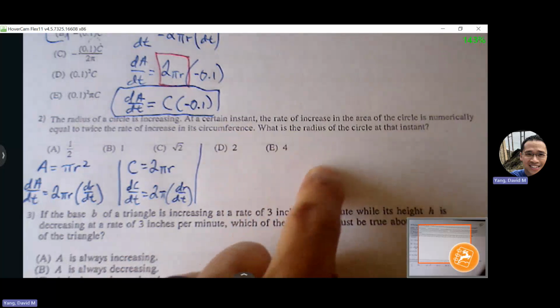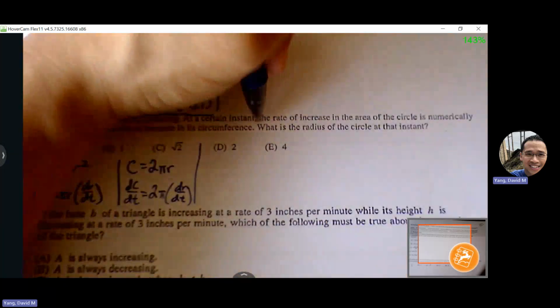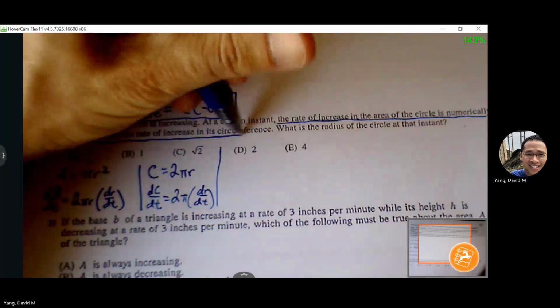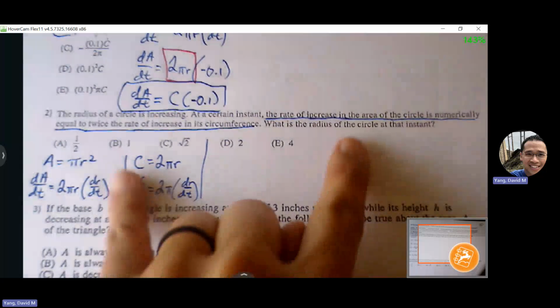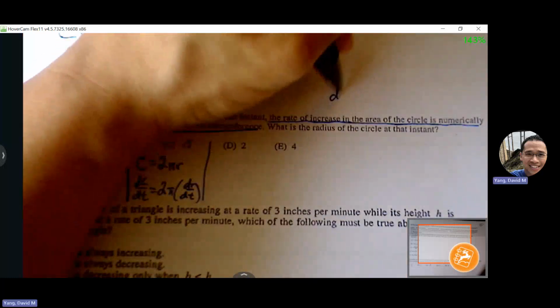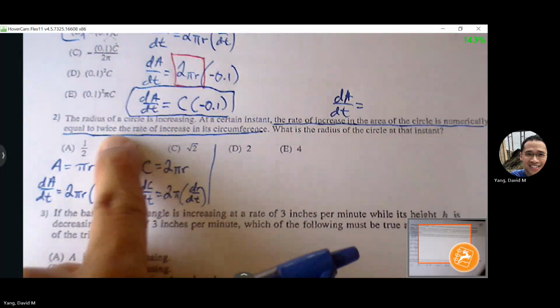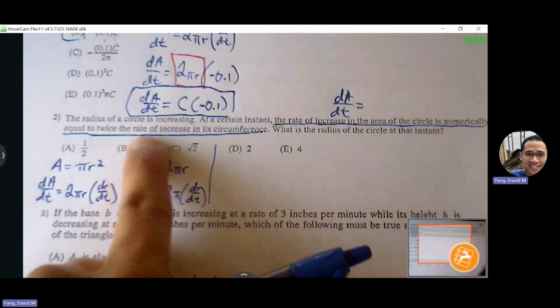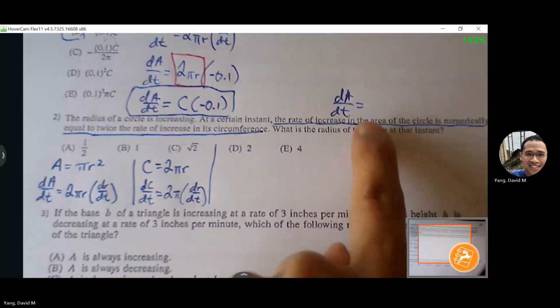They don't give us any numbers here, so let's see if we can create some relationship. It says the rate of increase in the area is twice the rate of increase in the circumference. So can we create an equation based off of that? What is the rate of increase in area? So we can say dA/dt is equal to what? Twice the rate of increase in circumference. So dA/dt equals 2 dC/dt.